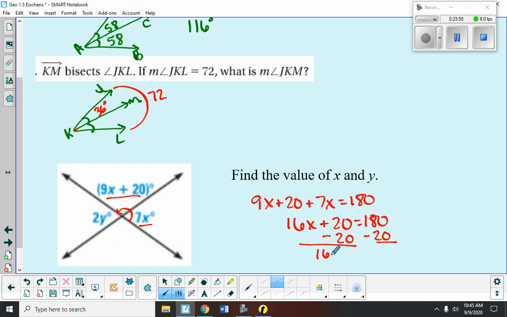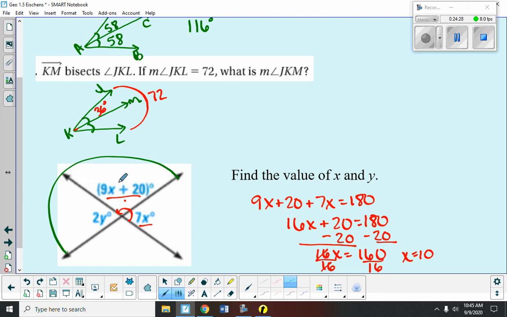So 16x equals 160. And if we divide both sides by 16, x equals 10. All right, now we have to find the value of y. So here's what we're going to have to do. We're going to have to substitute back in because we know that these two are a linear pair. We also know that these two are a linear pair. So if we know what this angle is, we can come up with an equation.